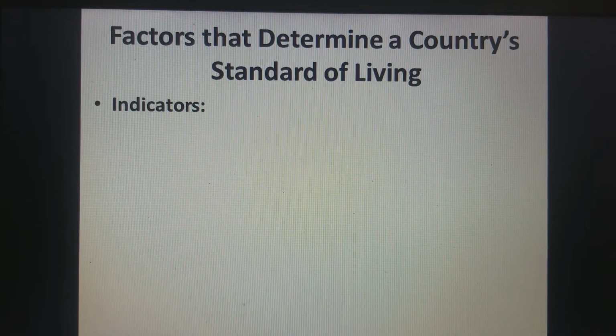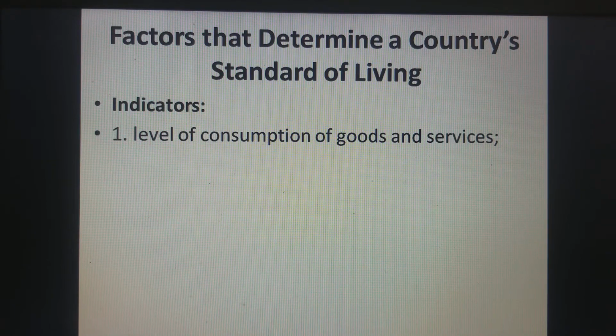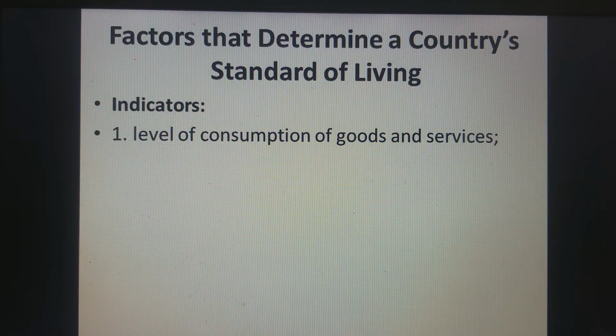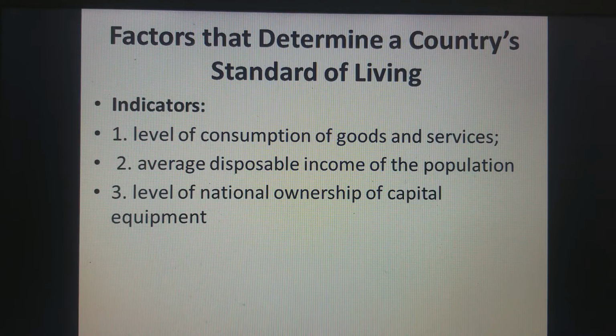We want to look at the indicators. Number one, one of the indicators of determining standard of living is the level of consumption of goods and services. Secondly, the average disposable income of the population. That means the level of income that average members of the population have for spending, for purchasing things they need. Thirdly, the level of national ownership of capital equipment. That is, to what extent are the citizens owners of capital assets or capital equipment.